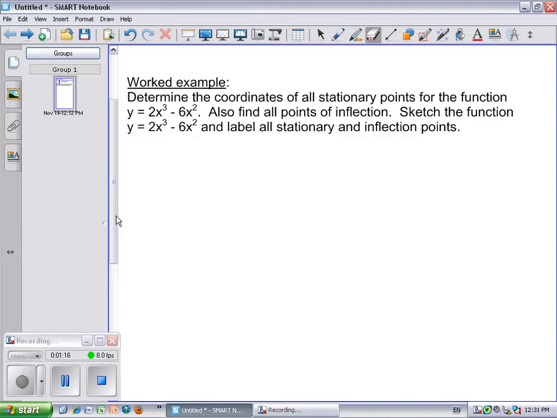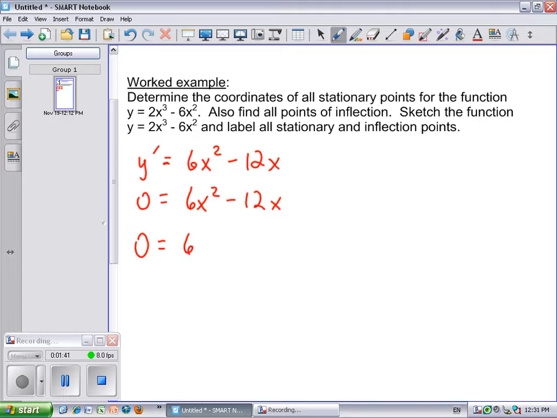All right, welcome back. We want to find the stationary points. So we all know that the stationary points occur where we have a horizontal tangent line. So we find the derivative. The derivative would be 6x squared minus 12x. The derivative must equal 0 for a stationary point. So we must state that. Algebraically, factor out 6x, and you get x minus 2. The roots are 0 and 2.